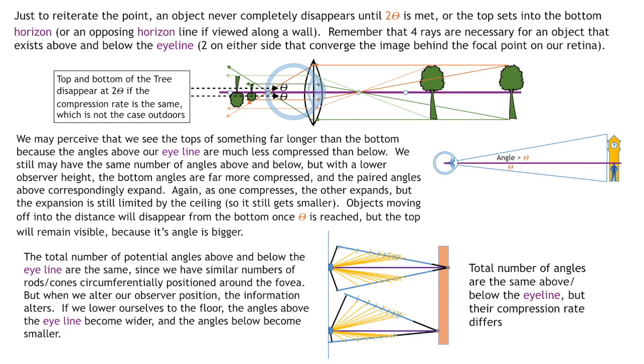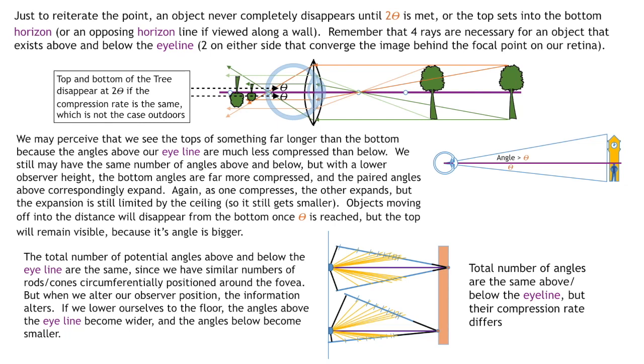So remember, you need 4 rays for an object that exists above and below the eye line. You need 2 on either side that converge the image behind the focal point on a retina. Within those 4 rays, you need 2 theta simultaneously to vanish an object, or you need 1 to be met, and then the other aspect of that object to set into that horizon line.